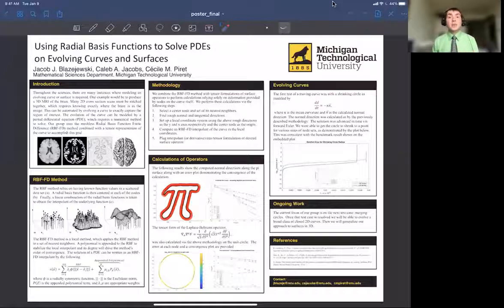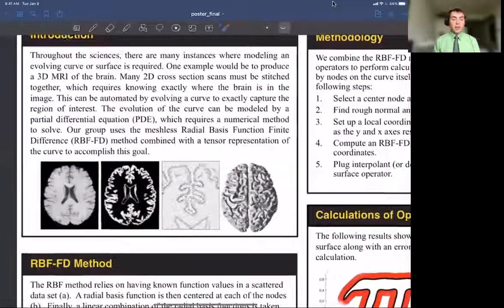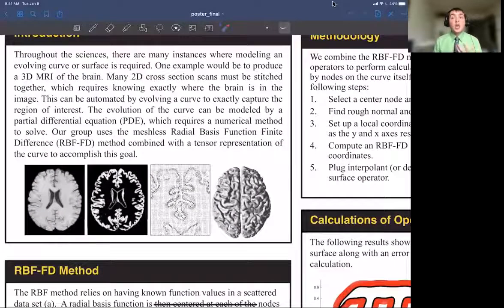One example would be constructing a 3D MRI scan of the brain. To do this, many 2D cross-section scans of the brain are taken in various directions. In each of these cross-section scans, the region of the brain must be identified in order to stitch all the scans together to form the final image. One way to automate this process is to grow a curve to encapsulate this region.